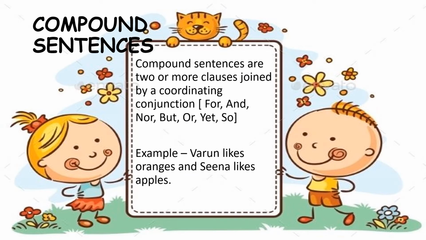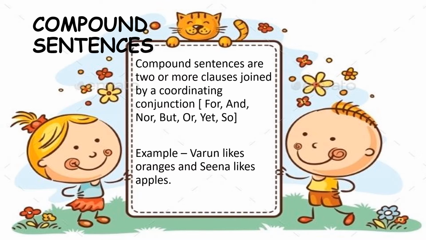Next, we have compound sentences. Compound sentences are two or more clauses joined by a coordinating conjunction. These are the coordinating conjunctions: for, and, nor, but, or, yet, so. We can call this FANBOYS. If you remember FANBOYS, then you can remember for, and, nor, but, or, yet, so.